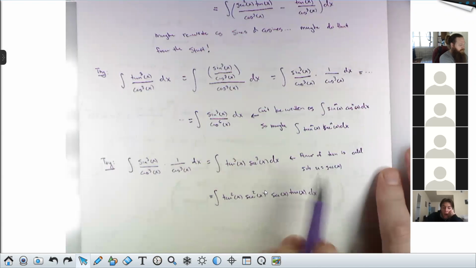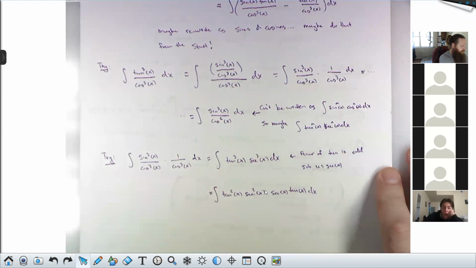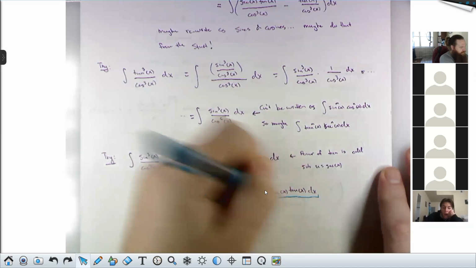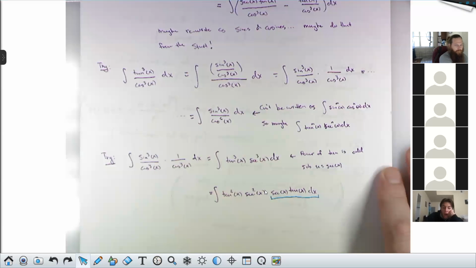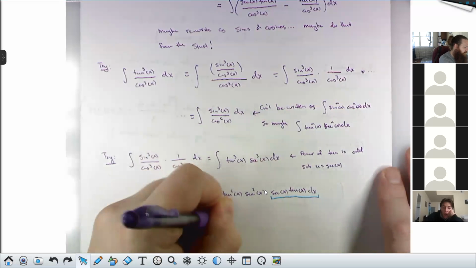So my goal here is to sub for secant. Here's the piece that I'm going to use for my differential. So you set aside a secant tangent, right? That will be your du. But then you need to rewrite this in terms of the secant function. So you can call it u. And tan squared is secant squared minus 1.